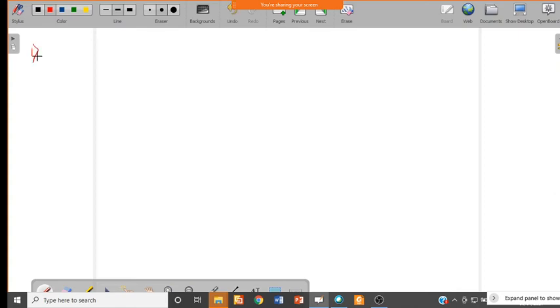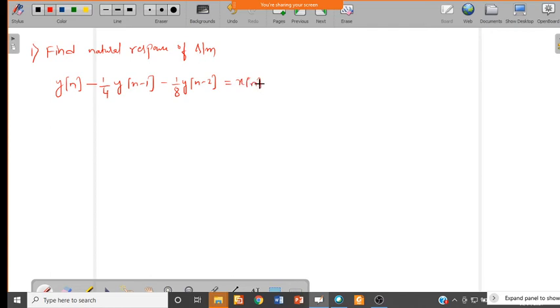So now for this one, find the natural response of the system described by the difference equation y of n minus 1 by 4 into y of n minus 1, minus 1 by 8 into y of n minus 2, which is equal to x of n plus x of n minus 1, with the initial conditions y of minus 1 equal to 0 and y of minus 2 equal to 1.